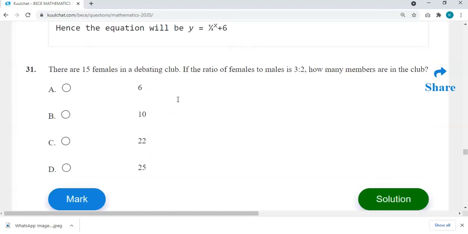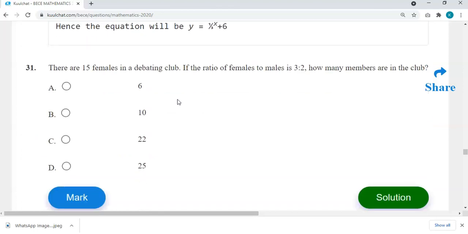Okay. Then we move on to question number 31. There are 15 females in the debating club. If the ratio of females to males is 3:2, how many members are in the club?